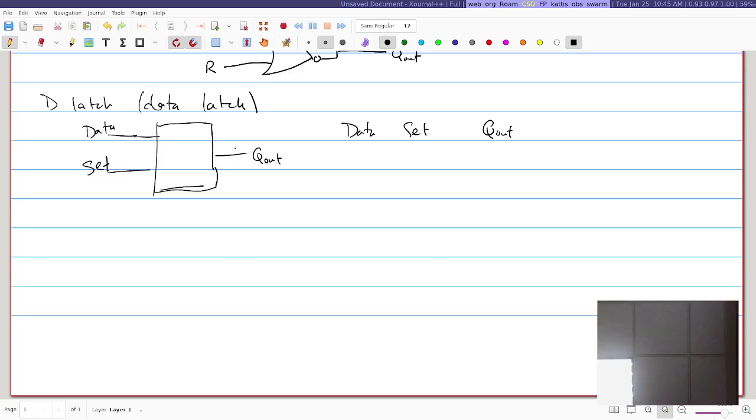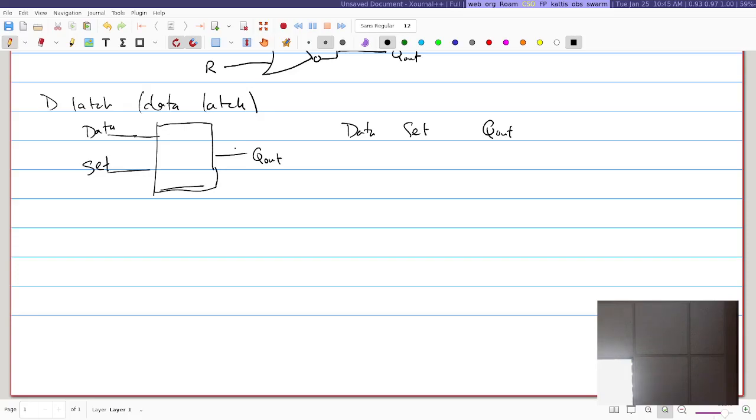When do I want to reset? When do I want to actually remember a 0? When data is 0 and set is 1, right? So I can say, I'll have an AND here, but then also a NOT.